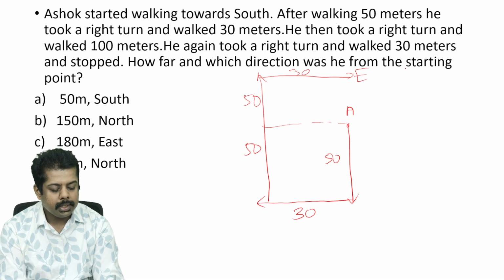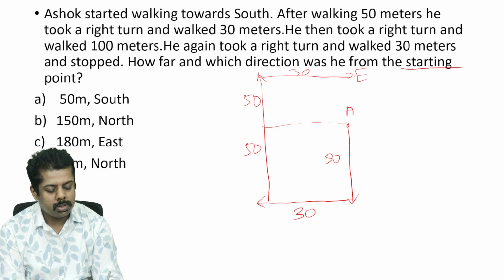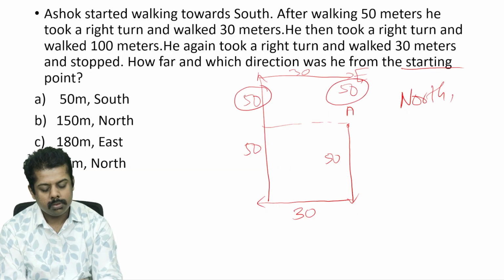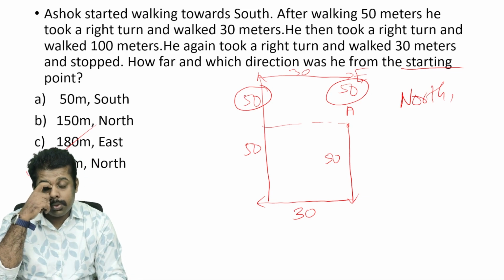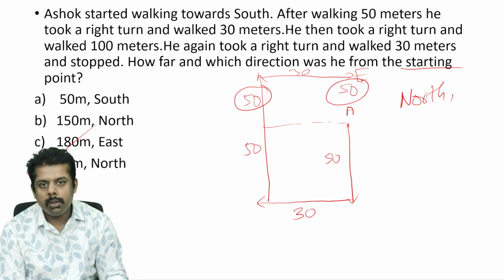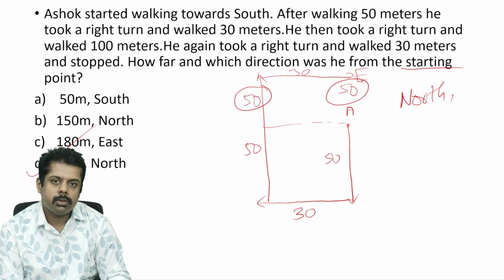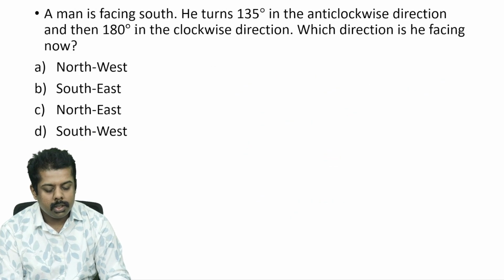So distance and direction is asked from the starting point itself. The ending point is right up from the starting point, so that is north. Now the distance is this 50 meters. Going through the options, option D is the perfect one. That is 50 meter north is the final answer. Okay, hope you are getting it.